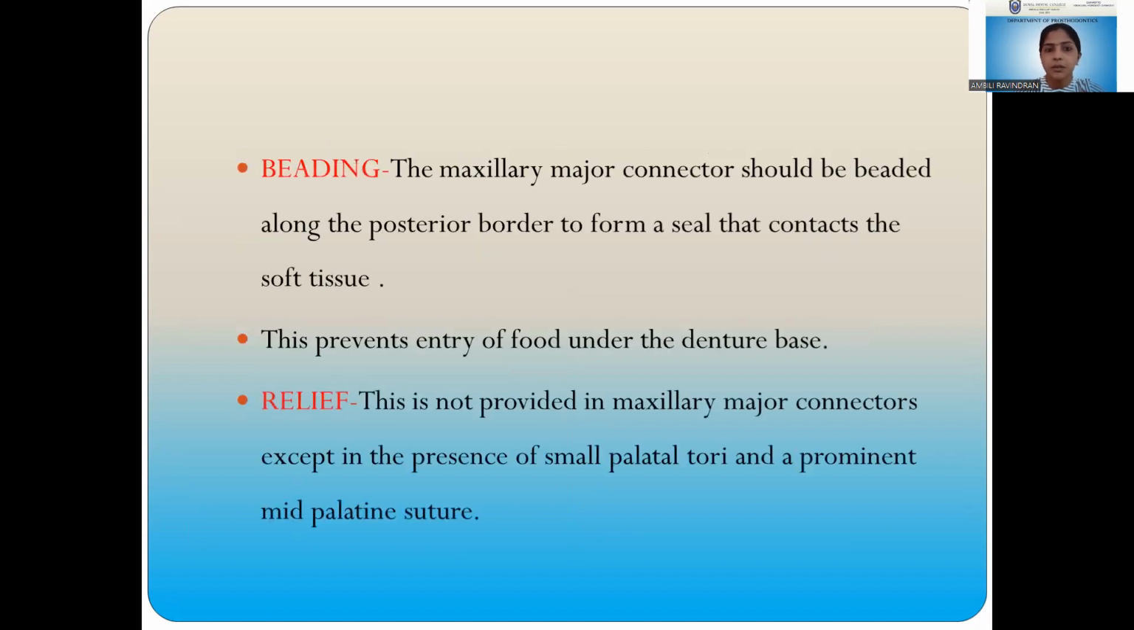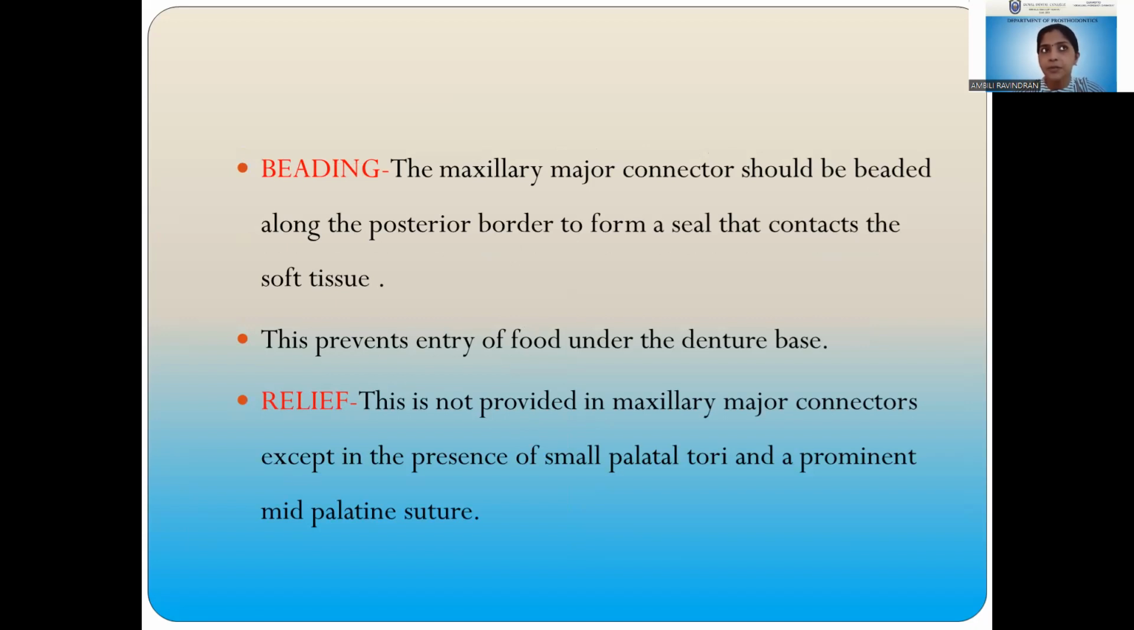Coming to the next thing, that is the beading. The maxillary major connector should always have beading at the posterior edge, so that the soft tissue as well as the prosthesis will have a close contact, which will prevent food entrapment under the denture base.